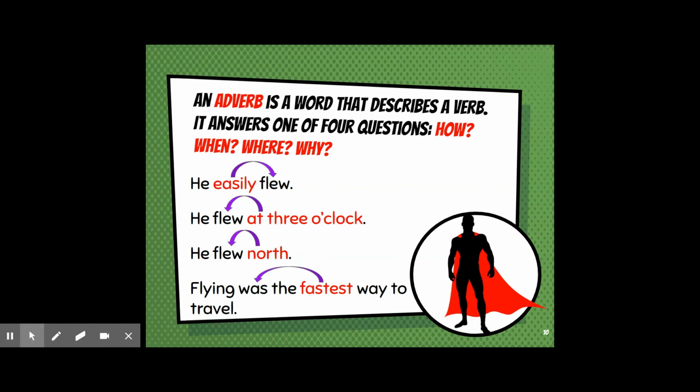Last one, promise. Flying was the fastest way to travel. Why did he fly? Because it was the fastest. Keep in mind these 4 easy questions as you search for adverbs within a sentence.